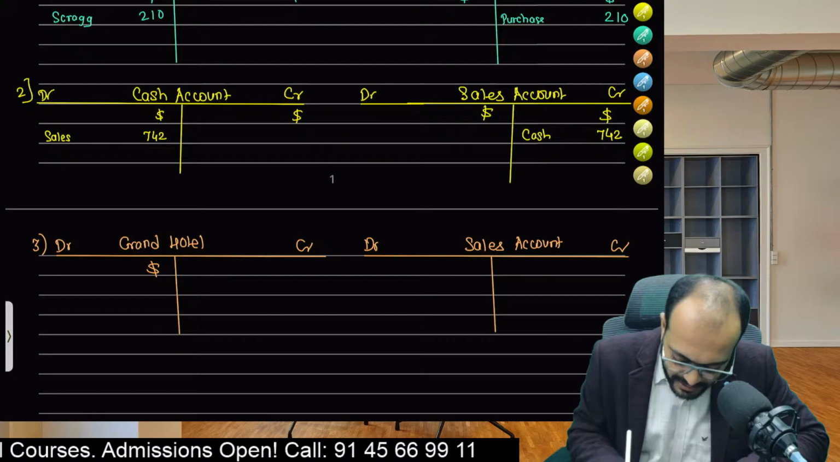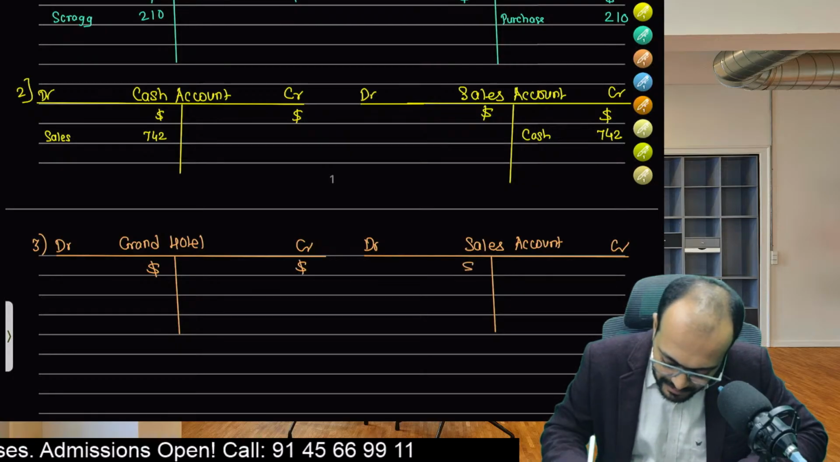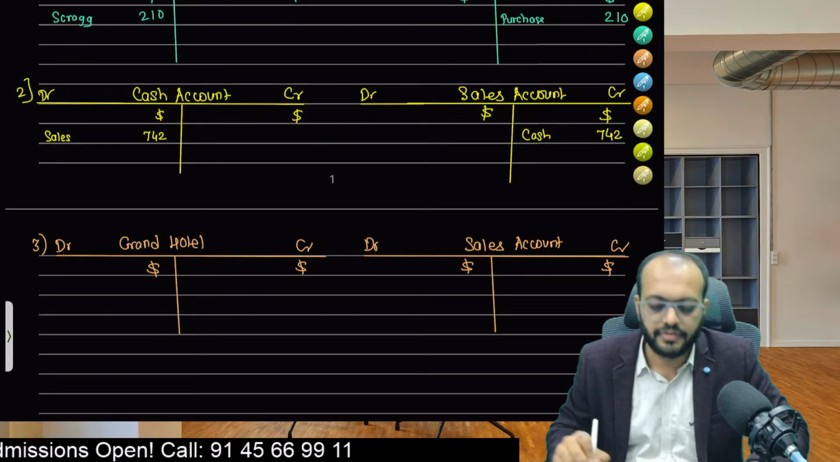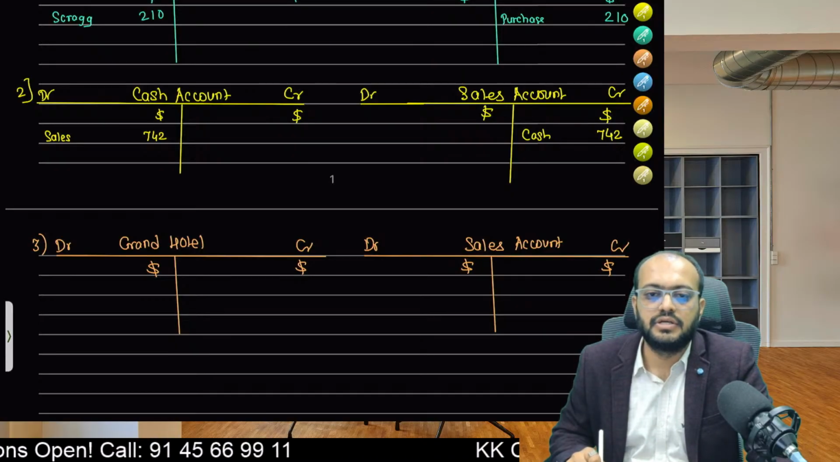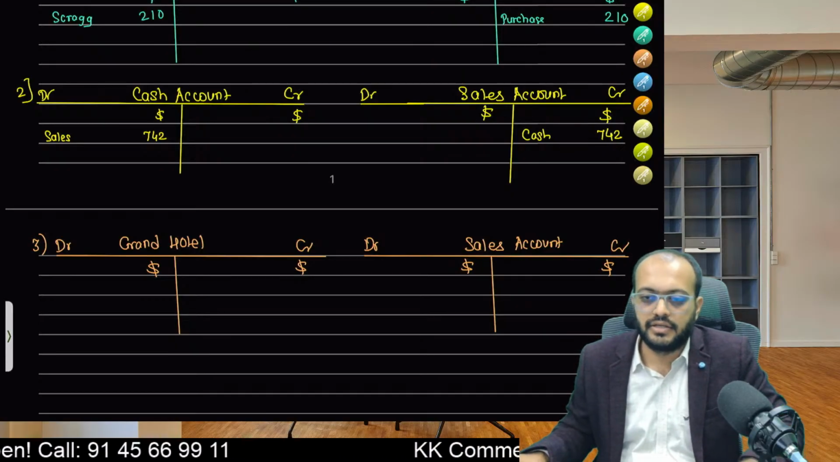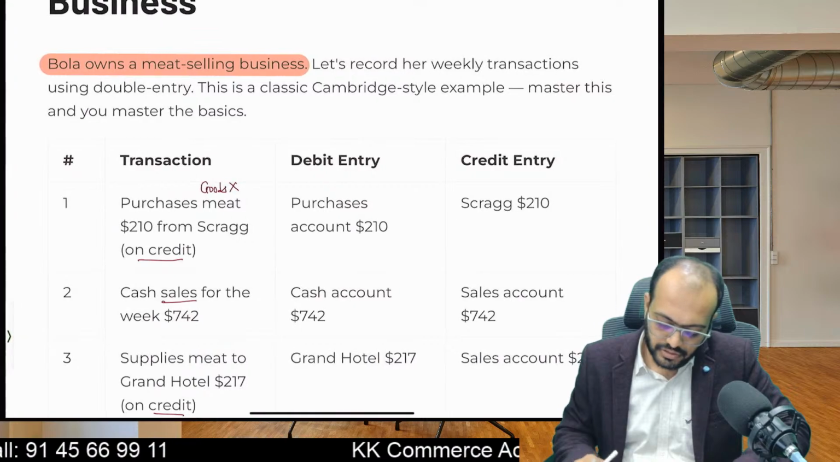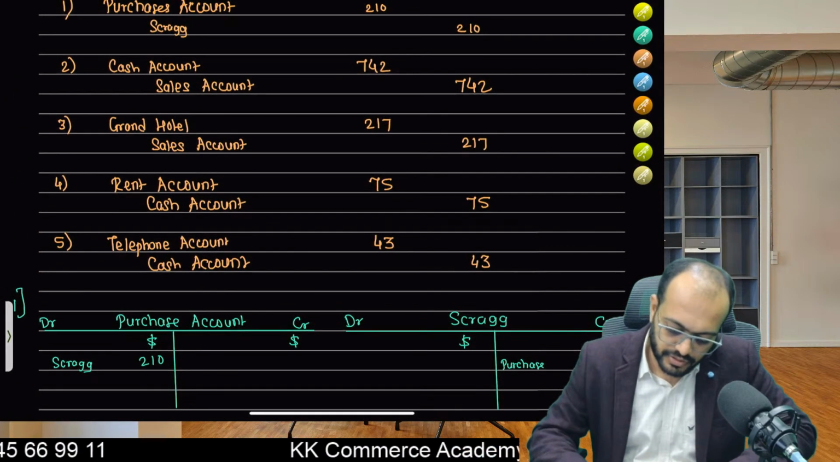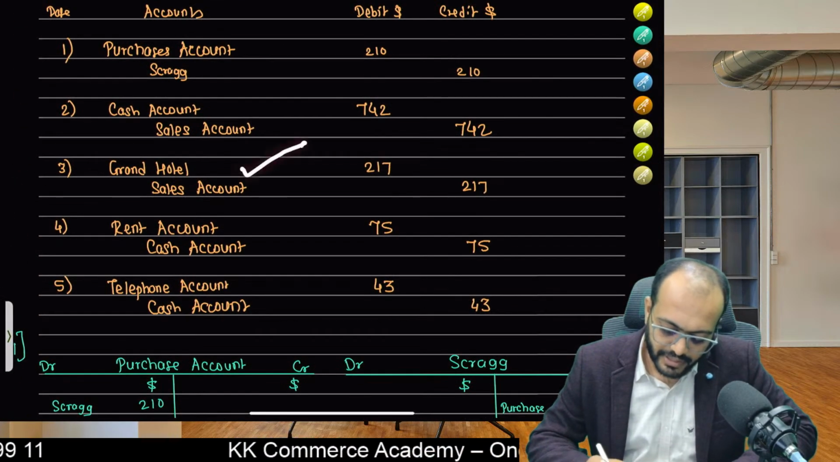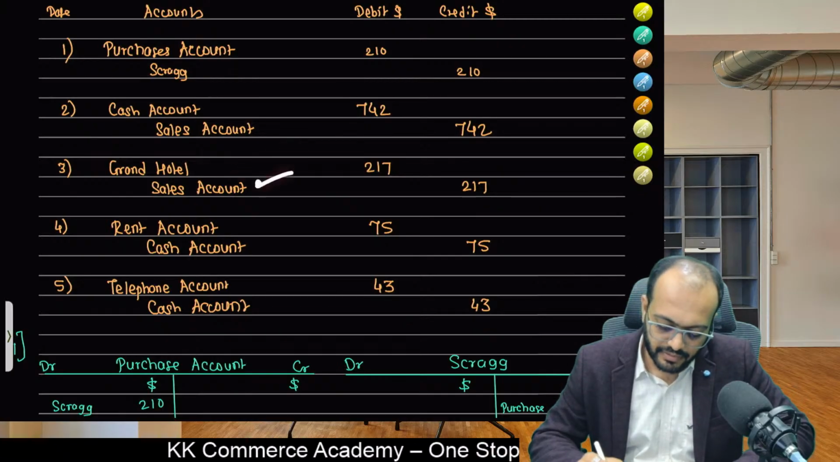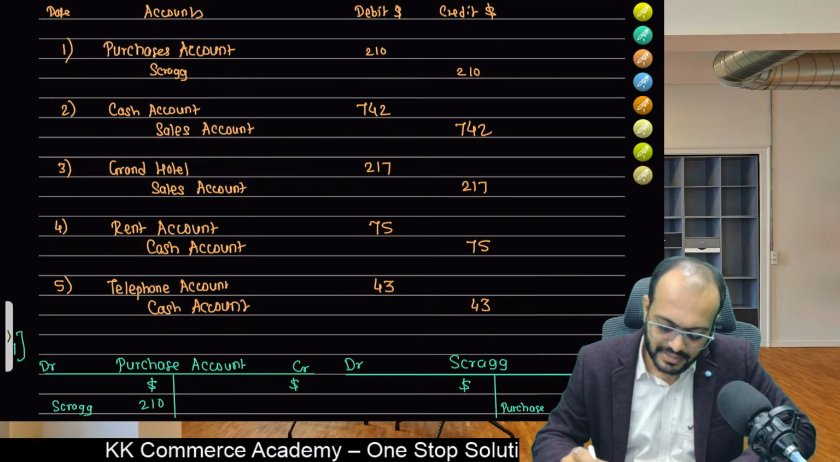Left side debit, right side credit. Okay, so in this transaction, Grand Hotel is of course debited. Yes, Grand Hotel debited. So we will go to the debit side of Grand Hotel and we'll write the name of the account which is credited, sales 217.